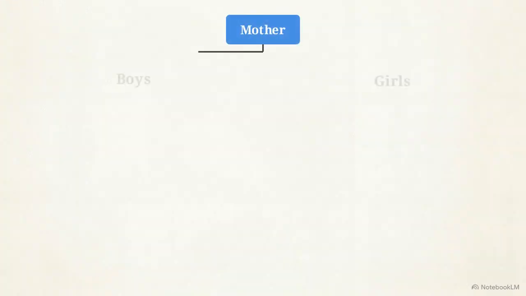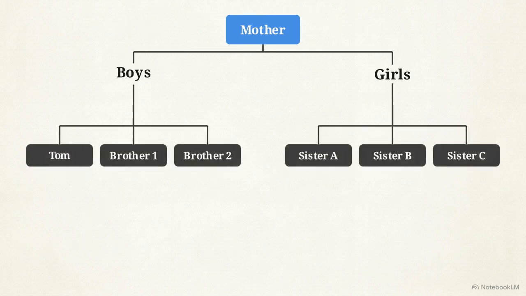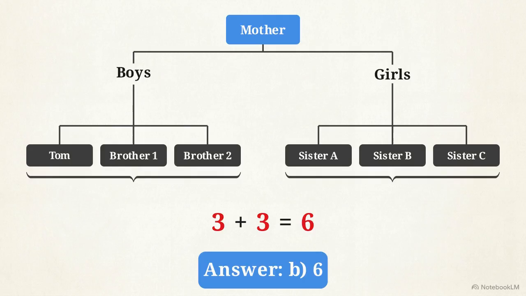Now we return to the full family tree to find the total number of children Tom's mother has. We simply combine the 2 branches. 3 boys plus 3 girls equals 6 children. The correct answer is B.